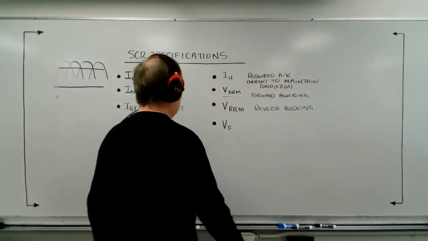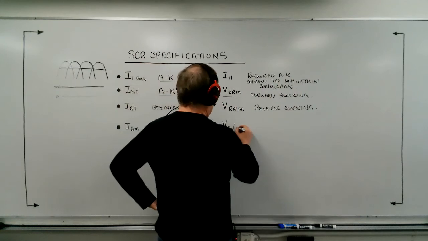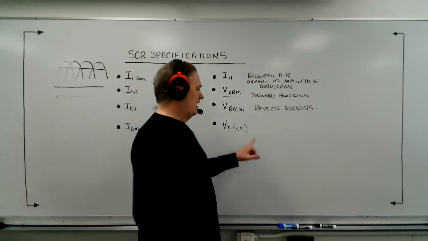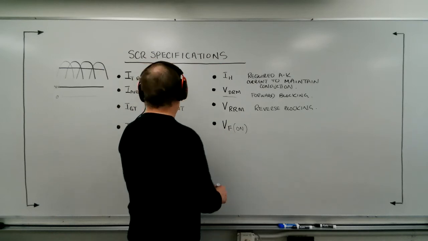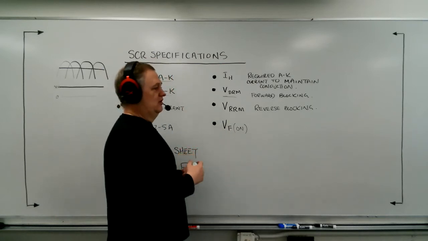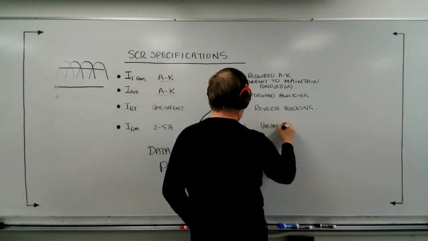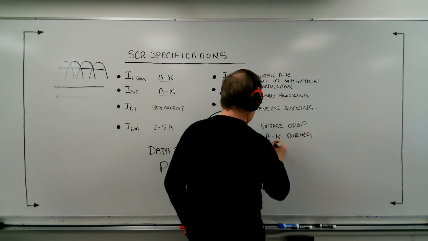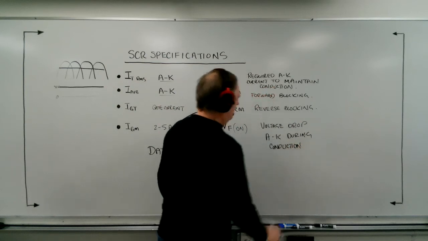Actually, I think it's about 700 in the reverse blocking direction. Now, voltage F, and I'm going to say this could also say on, so voltage forward or voltage on. This talks about the voltage drop that you'll see from the anode to the cathode during its normal operation. So this is really the voltage drop A to K during conduction. Now remember, this SCR is actually like a switch.